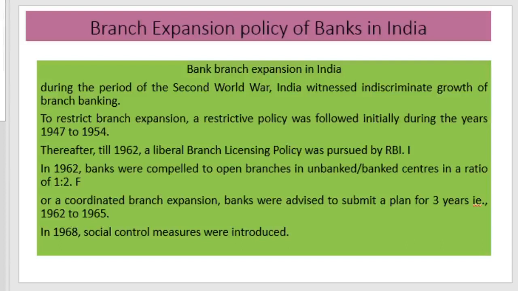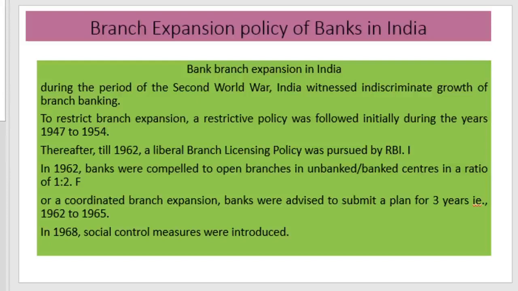That is, during the period of the Second World War, there was an enormous increase in the branches. Then after that, from 47 to 54, we followed a restrictive policy. Then after that, till 1962, a liberal policy. And in 1962, banks were compelled to open branches in unbanked and banked centers in the ratio of 1:2.